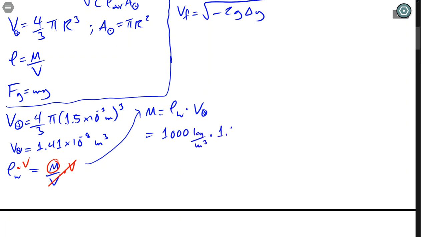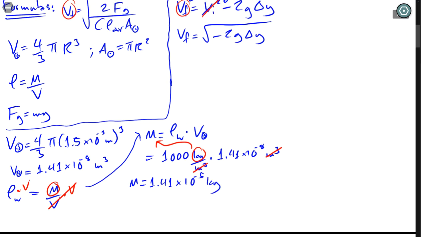Okay, times the number that I just calculated. Okay, notice that cancels out because we are indeed looking for mass. Okay, and this gives us a number not too much different from our volume, but smaller in terms of magnitude. That's a 5. And there we go. We expect the mass of this to be small as well.